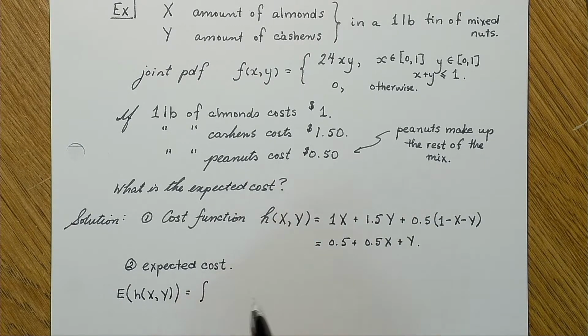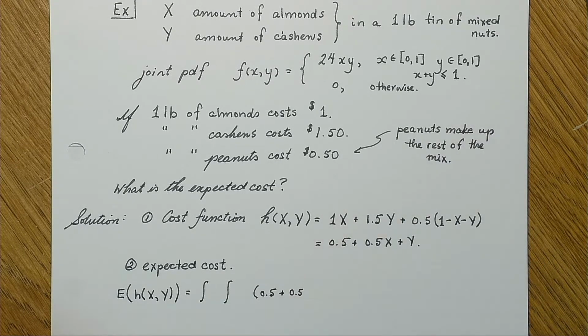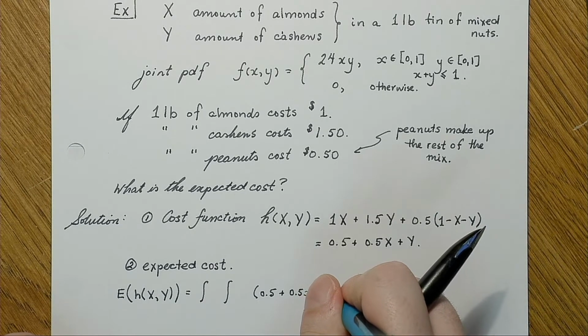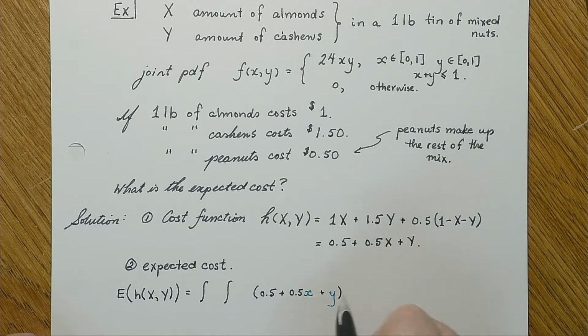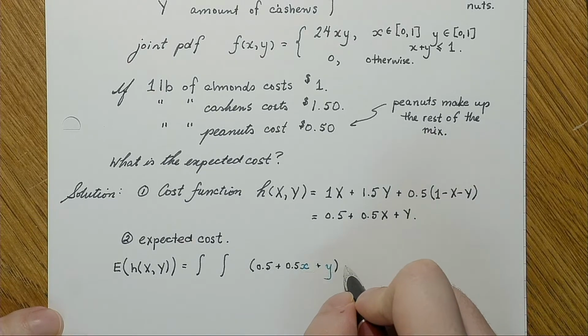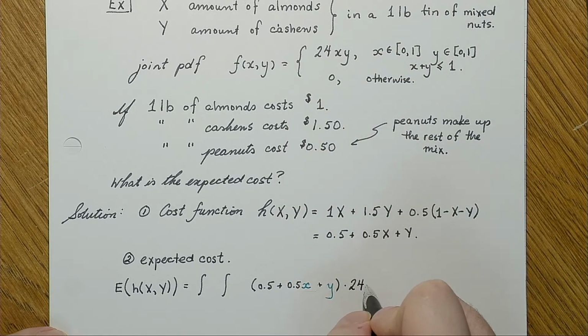So I'll have 0.5 plus 0.5x plus, and I've got to be careful. I want to use lowercase letters because I'm using those values to integrate. So a little x plus a little y, and it should have been 1. Then we need to multiply it by our PDF, so our joint probability distribution. And in this case, it's 24xy.